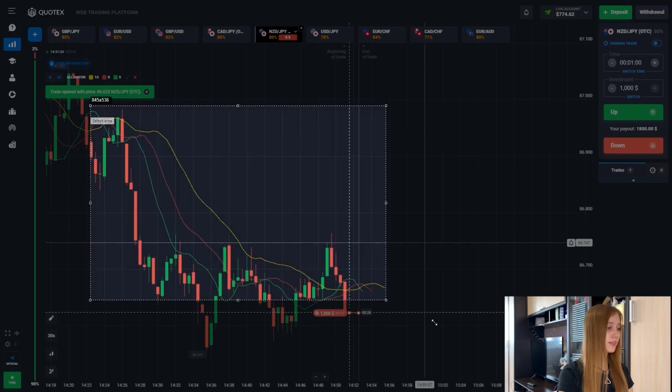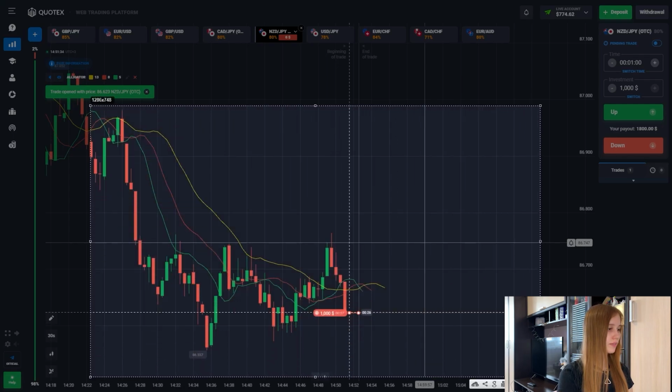So let's open a down trade here and $700 here. We see that the downtrend prevails. And the resistance zone has formed. The movement has gone down. We can also notice the behavior of our indicator's moving lines. They all crossed. And I think the movement should go down.